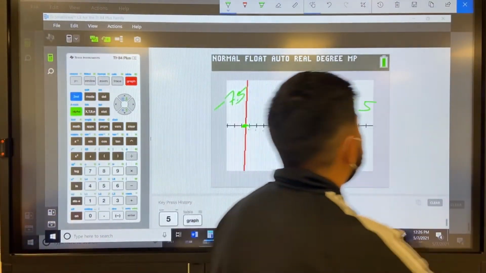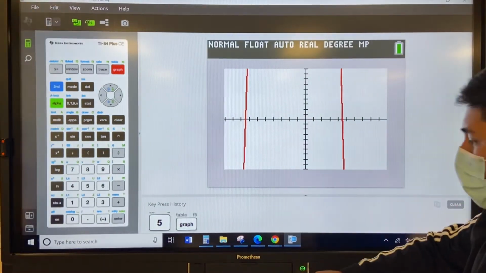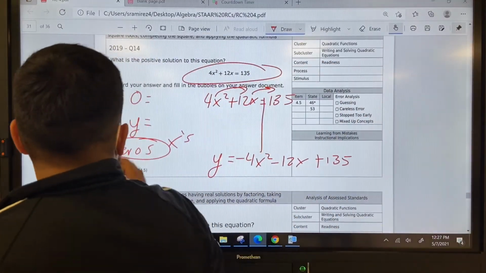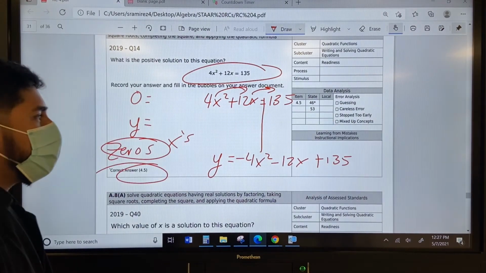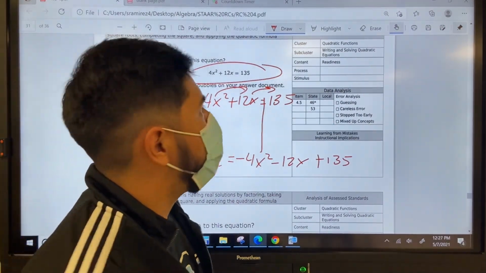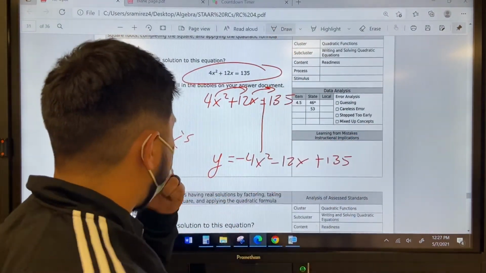Let's see what the question's asking. What is a positive solution? That's where that 4.5 came from. Rewatch that. That was an awesome example. Let's keep going.